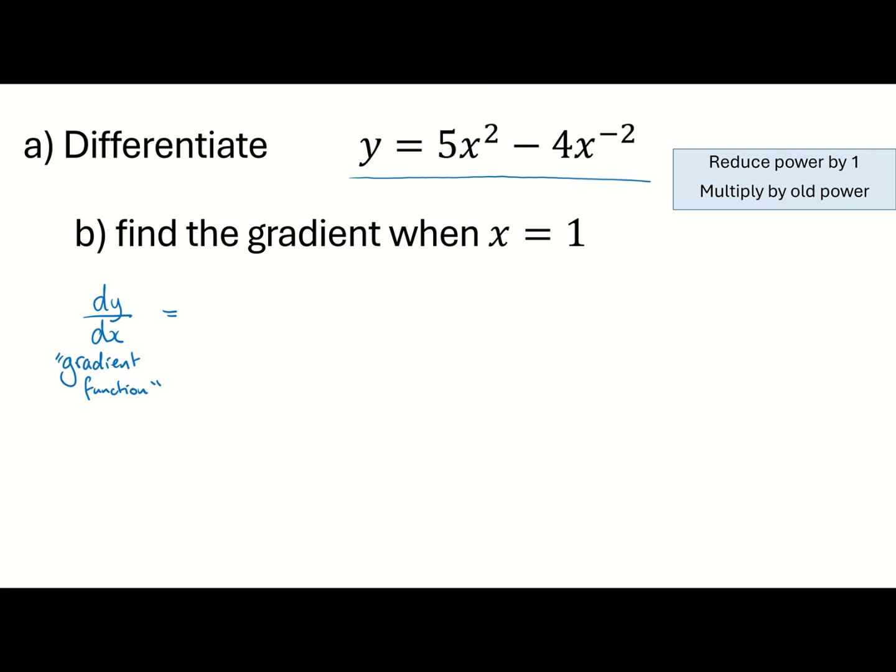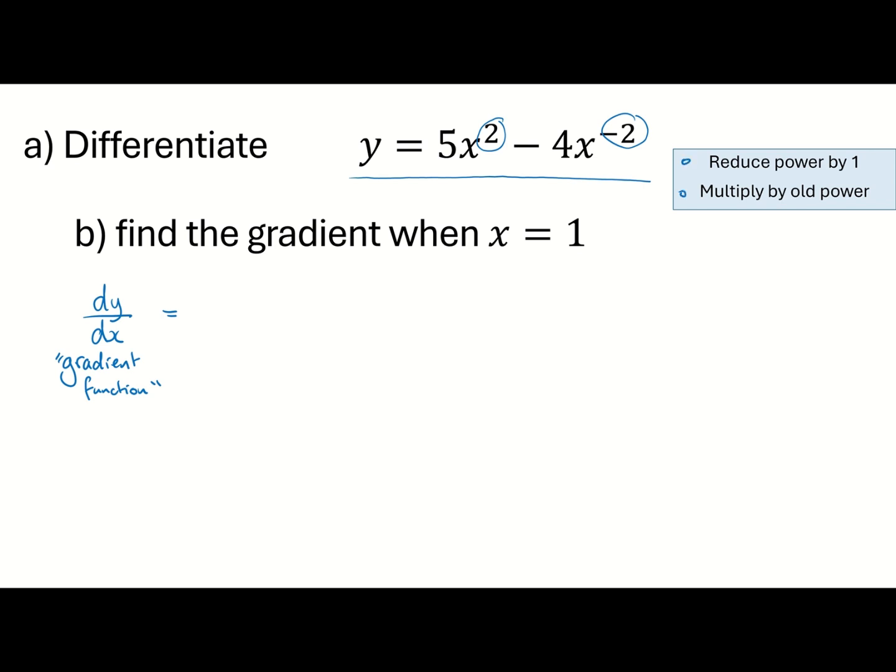We don't need any special cases because we haven't got just a single power. We haven't got like 3x, and there's no constant terms. We've got just a power of 2, and here we've got a power of minus 2. Alright, so let's follow our rules, right?